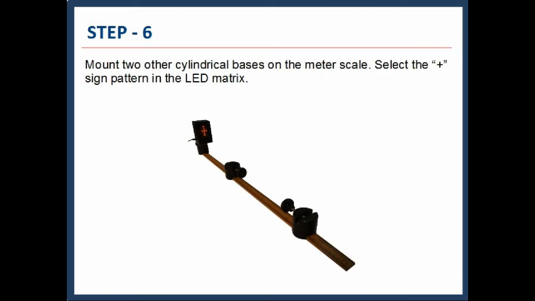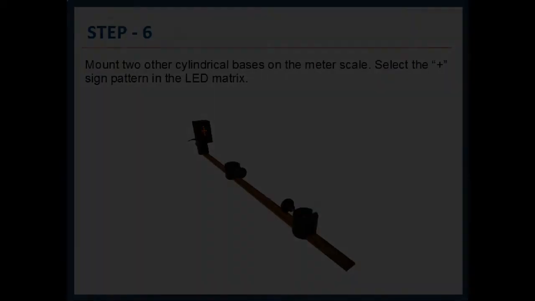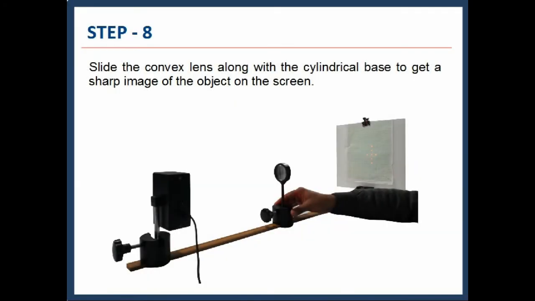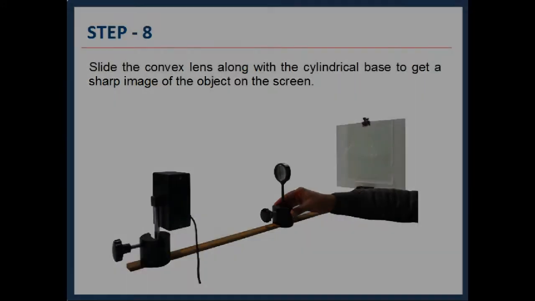Mount two other cylindrical bases on the meter scale. Select the plus sign pattern in the LED matrix. Mount a convex lens and the screen onto the cylindrical bases, as shown. An image of the object will be formed on the screen. Slide the convex lens along with the cylindrical base to get a sharp image of the object on the screen.